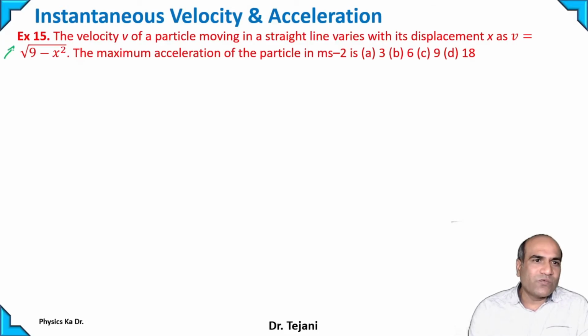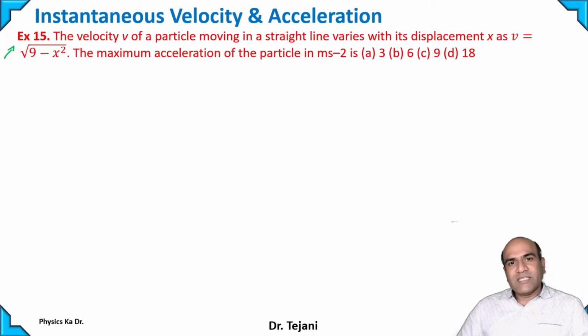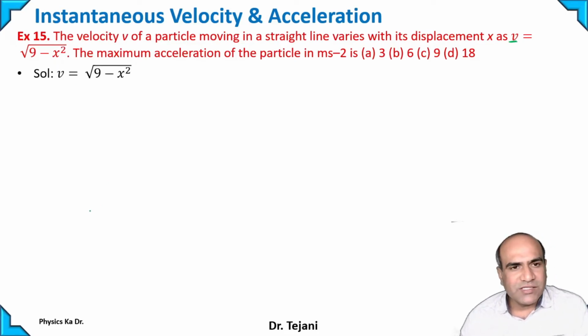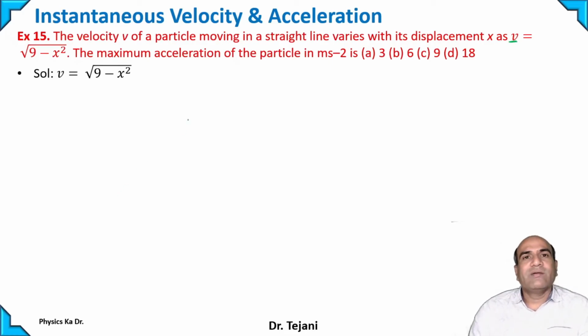Let's go to question number 15. The velocity v of a particle moving in a straight line varies with displacement x as v is equal to under root 9 minus x square. Find the maximum acceleration of the particle. We see here a velocity is given, and inside it is a function of x. Velocity is a function of x, that you remember. Fine.